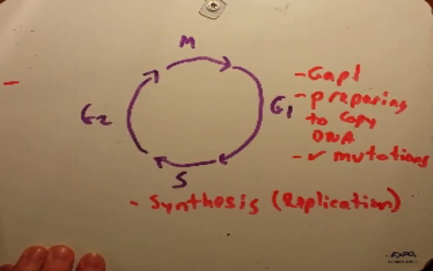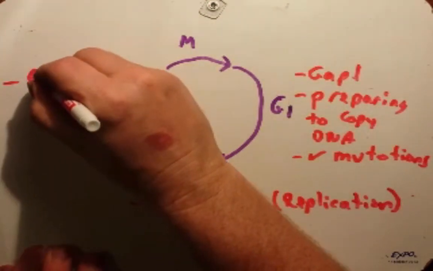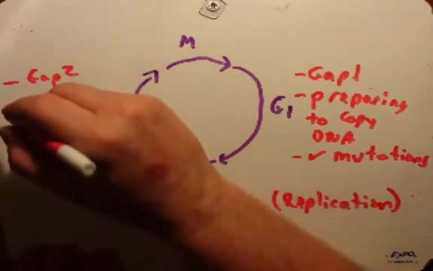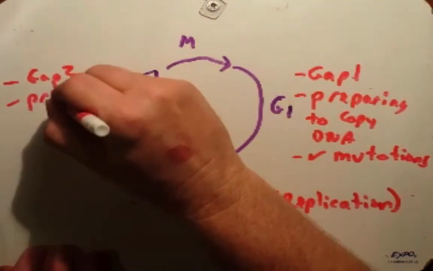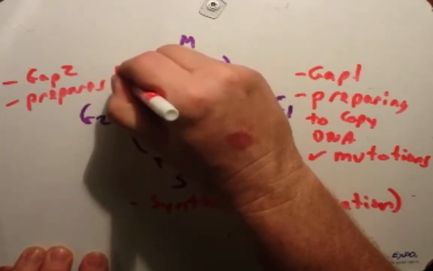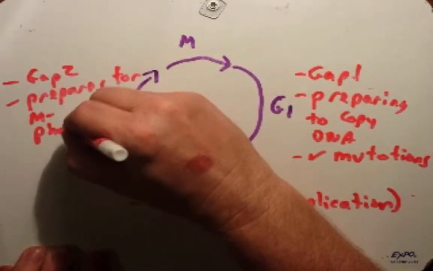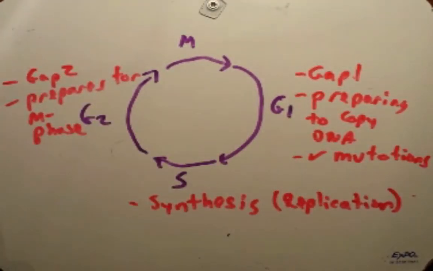In G2, we call this gap 2. Cell growth occurs here, and it essentially prepares for M phase, mitosis or meiosis. It makes sure enzymes are ready. It also makes sure that all the DNA has been copied and there are no mutations, and prepares the nucleus for division.